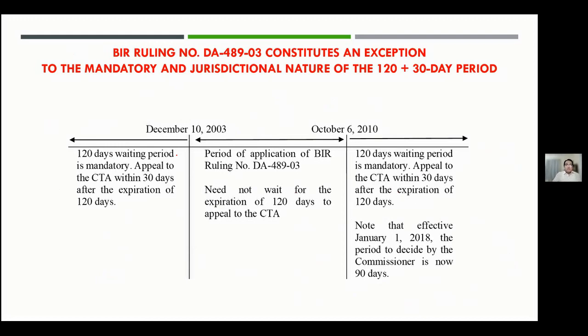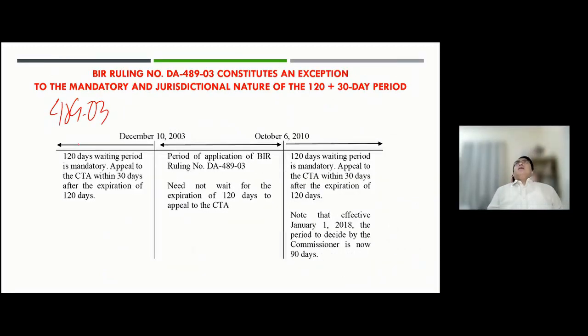this is the exception to the rule, yung 489-03. Di ba ang rule natin? You wait for the BIR to decide within a period of 120 days or 90 days before you file an appeal to the CTA within 30 days. Mandatory and jurisdictional. But there is an exception to that rule. That is, ang sabi sa exception na yon, kahit hindi pa tapos yung 120-day period mo, okay, pwede ka nang umapila sa CTA kahit hindi pa tapos. And that is pursuant to BIR ruling 489-03.